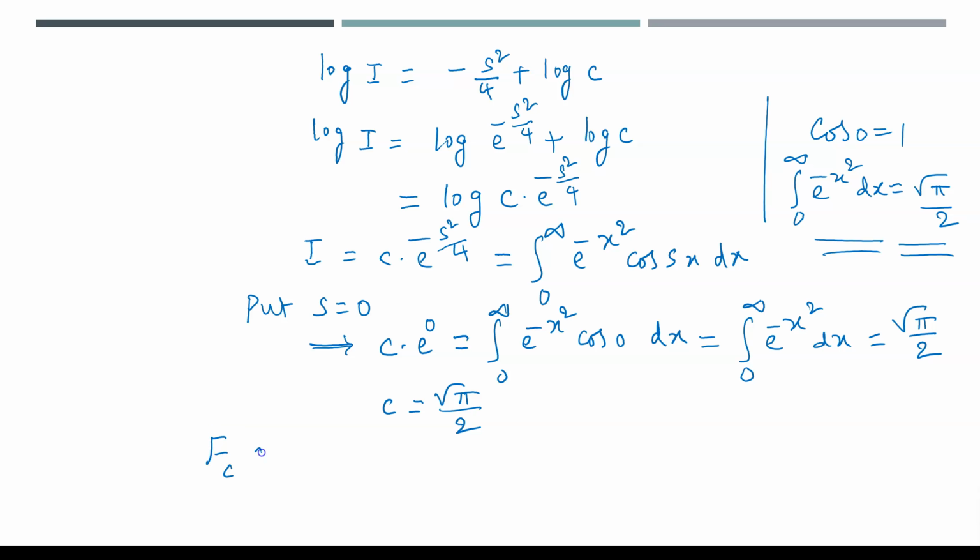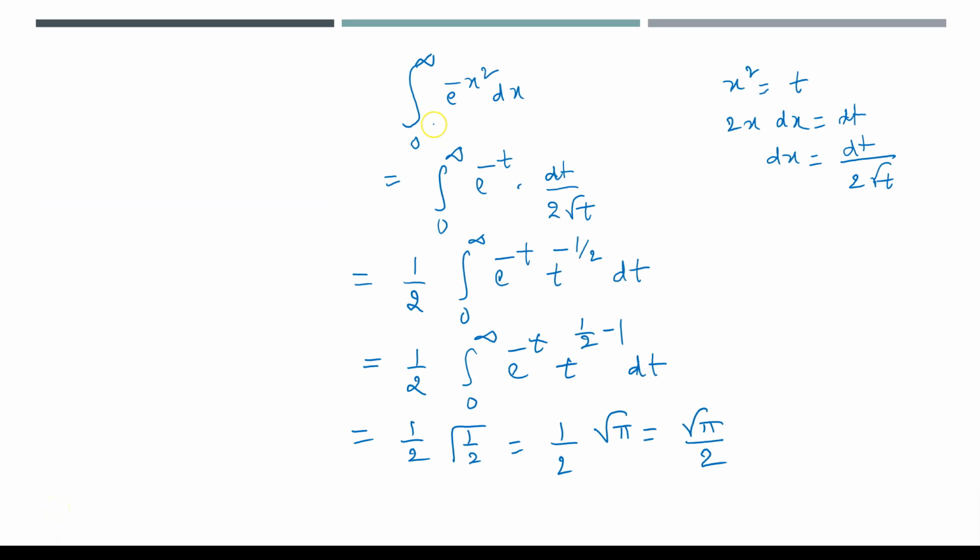Then the Fourier cosine transform is c times e^(-s²/4), which equals root pi by 2 times e^(-s²/4). Now here we got root pi by 2. How? By using the definition of the gamma function. Let us see this.